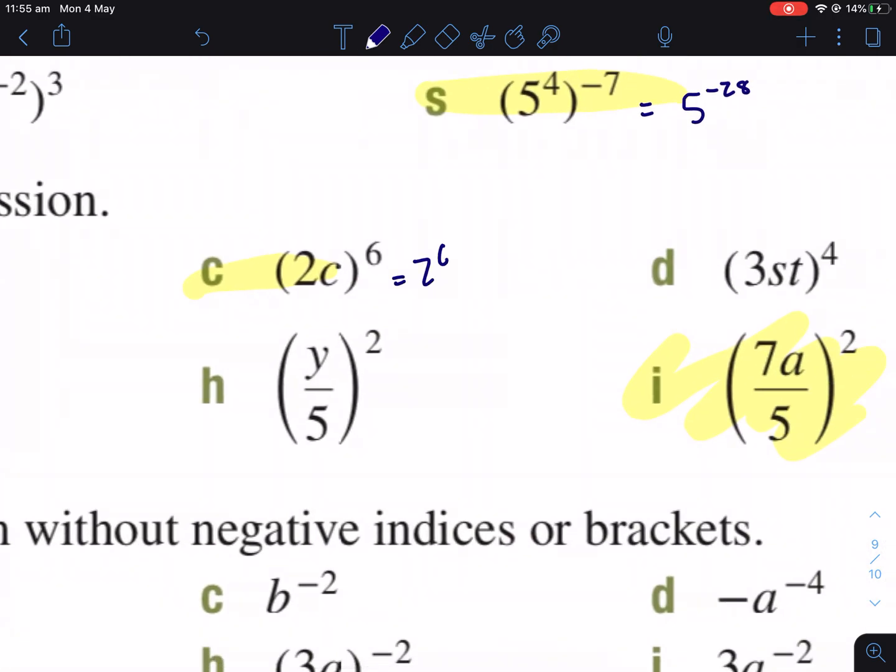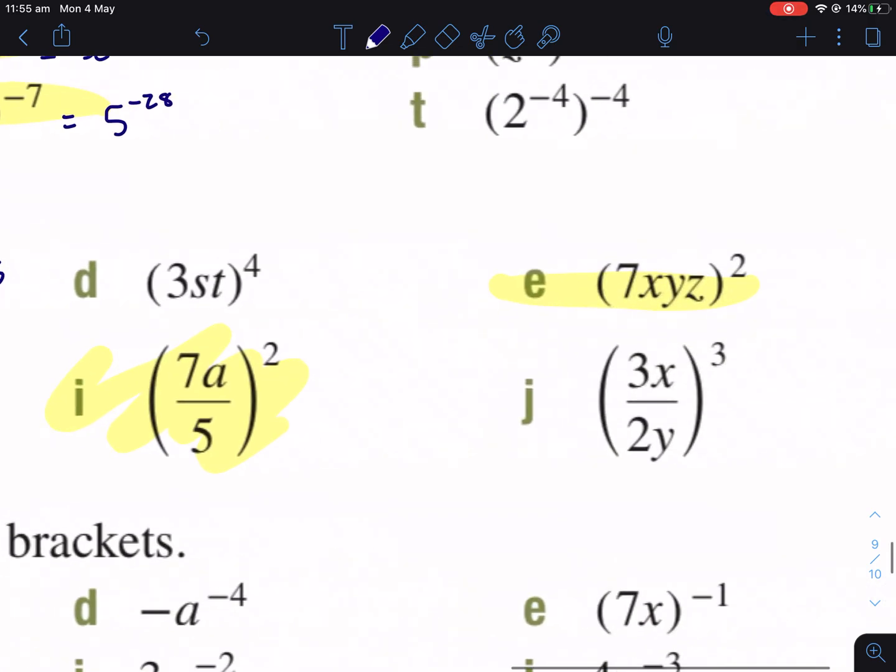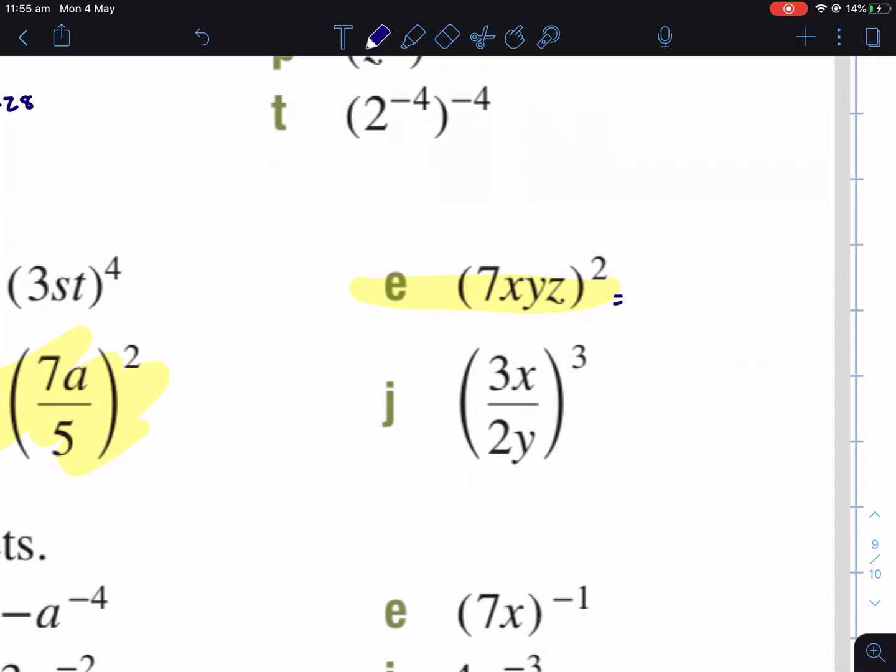Okay, this is 2 to the 6 c to the 6 because you do it to everything in the brackets. So that's 64 c to the 6. So that's 7 squared x squared y squared z squared. So that's 49x squared y squared z squared.